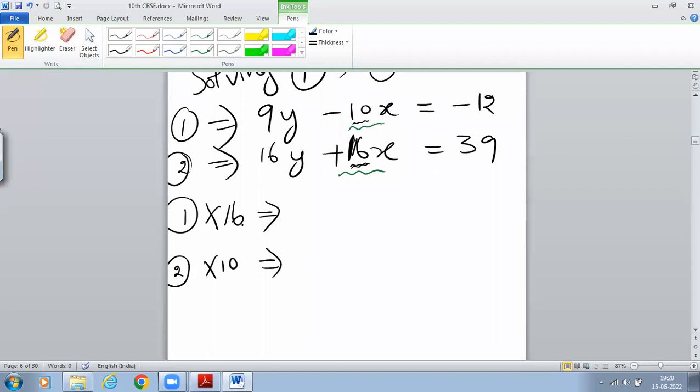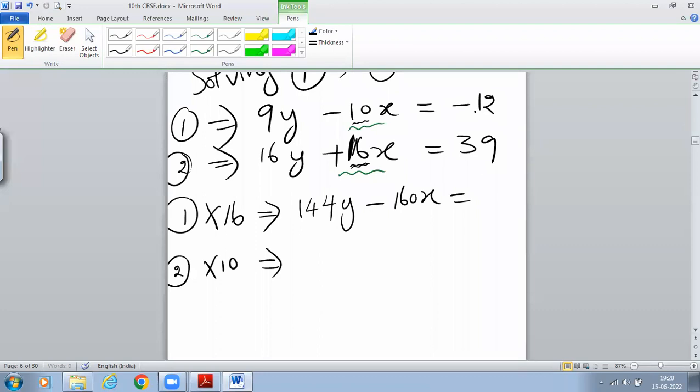Why I am choosing 16 is that this 16 is the coefficient of x in equation number 2. Now what is 16 into 9? Multiplying the terms of equation number 1 by 16, 16 into 9 is 144. Am I right or wrong? 16 into 9y is 144y, minus 16 into 10. What is 16 into 10? That is 160, so minus 160x, which is equal to, what is 16 into 12?